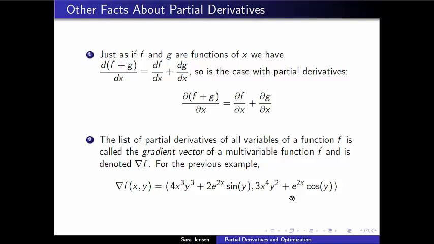So that list of partial derivatives, which we're thinking of as a vector, so we're using these angled brackets to contain those partial derivatives, is again called the gradient vector of the function, and it's denoted with this upside down triangle, the gradient vector of the multivariable function f.